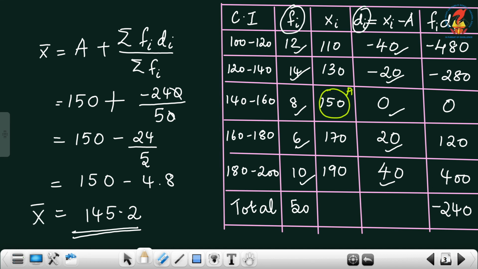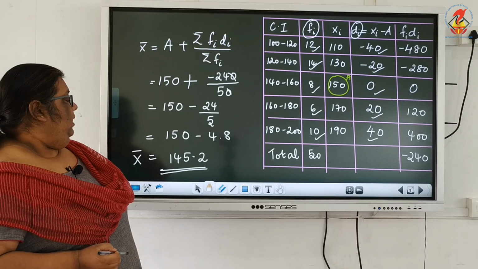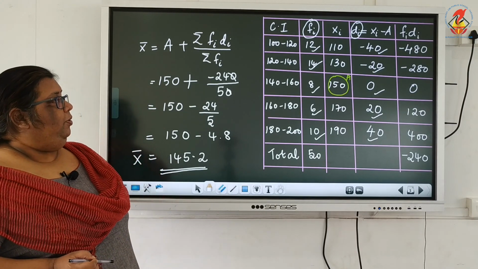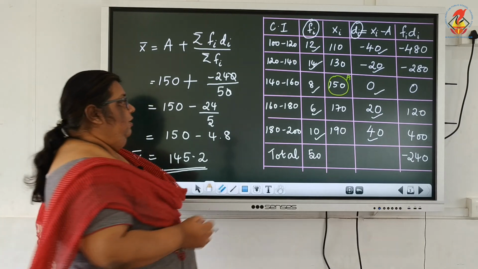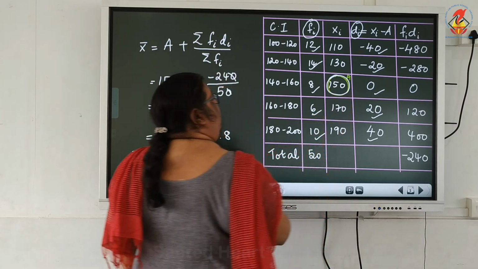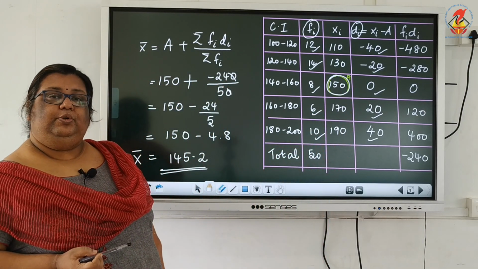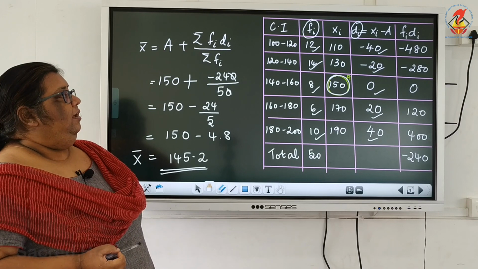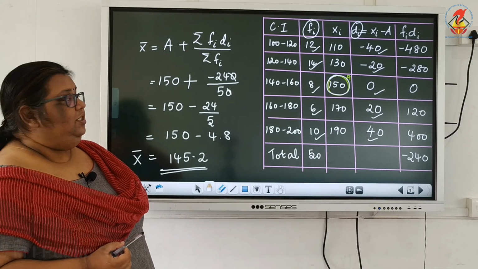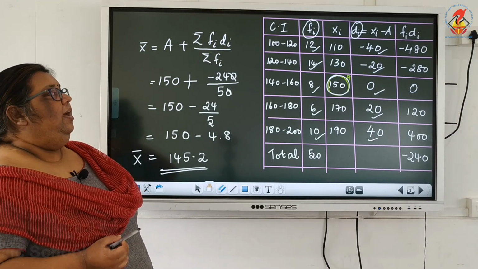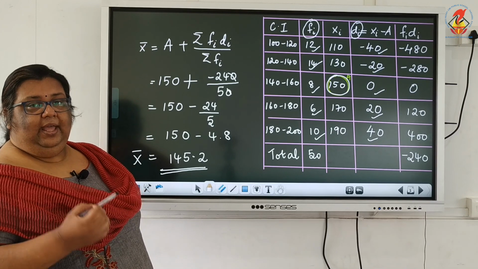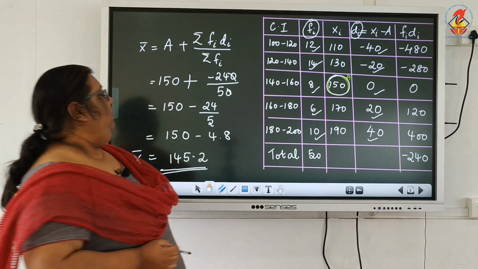So the average wages of 50 workers will be rupees 145.2. I hope the problem is clear to you. So always circle the number which you are going to take as your assumed mean A. Then one additional column came. What was it? di, which is equal to xi minus A. And then we have to multiply each frequency and di and take their sum. Okay.